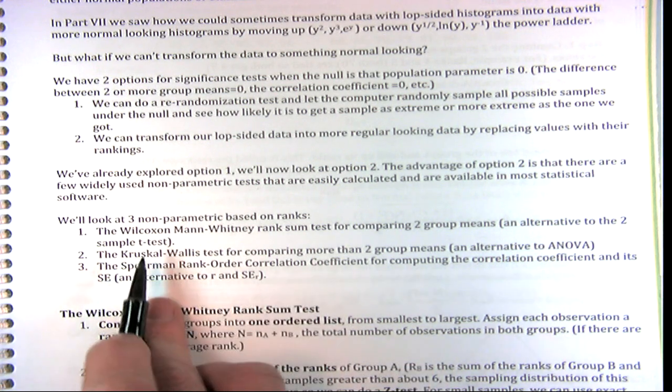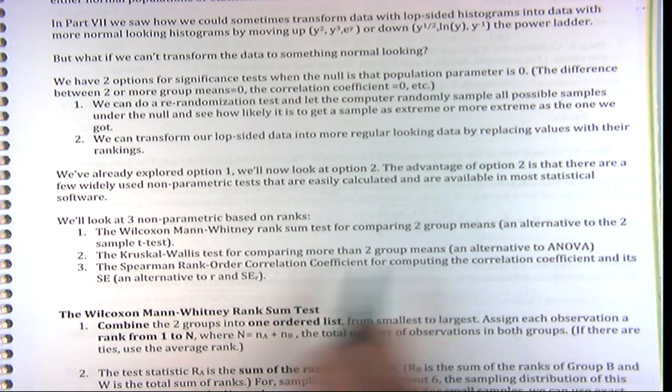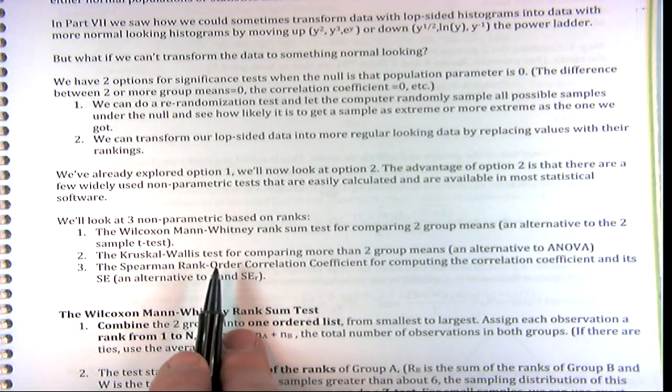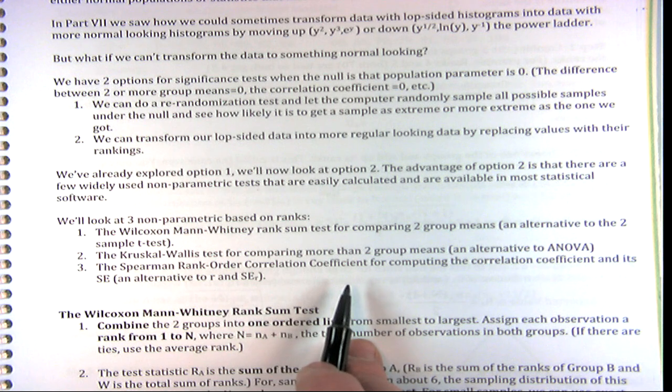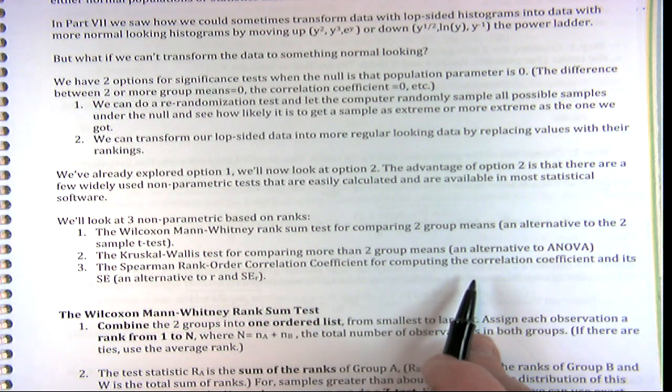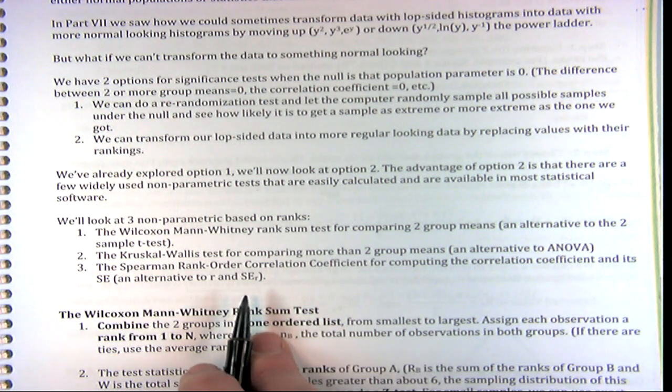The next one we're going to do is an alternative to ANOVA, comparing several means. It's called the Kruskal-Wallis test. And that's what we're going to do next lesson, next lecture. And the last one we're going to do is the Spearman rank order correlation coefficient. That's a rank-based way to compute a correlation coefficient. It's an alternative to the regular correlation coefficient and the standard error for that.